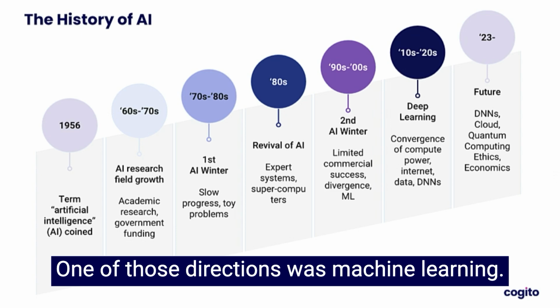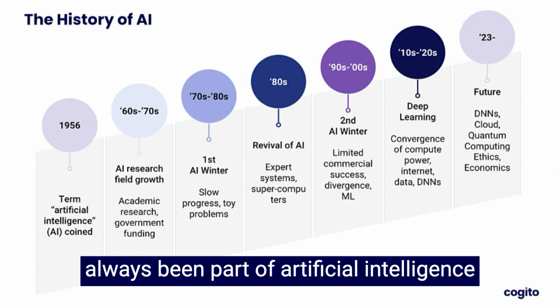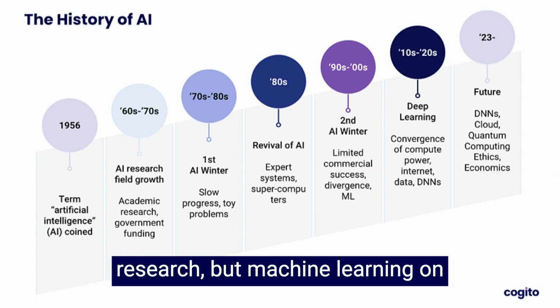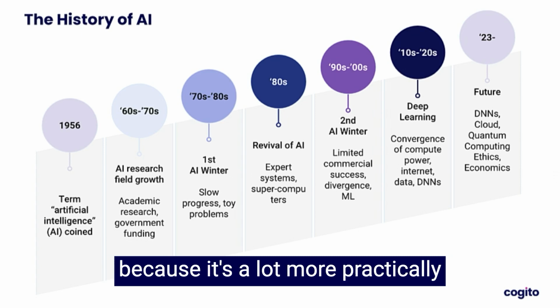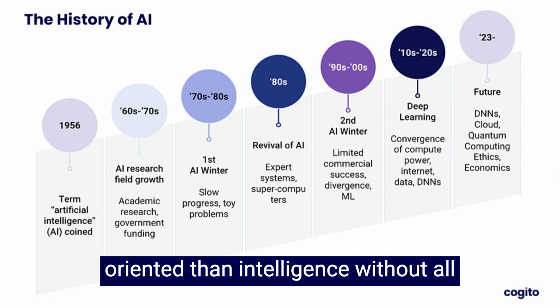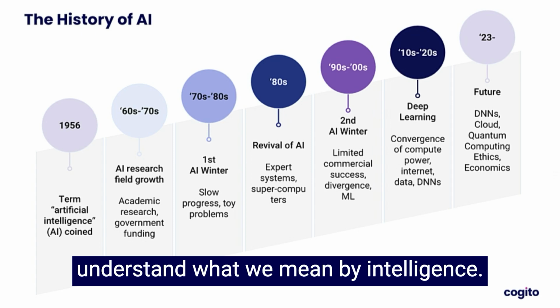One of those directions was machine learning. Machine learning has always been part of artificial intelligence research, but machine learning on its own is an interesting technology because it's a lot more practically oriented than intelligence, without all the philosophical weight of trying to understand what we mean by intelligence.